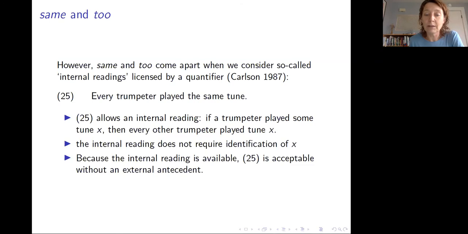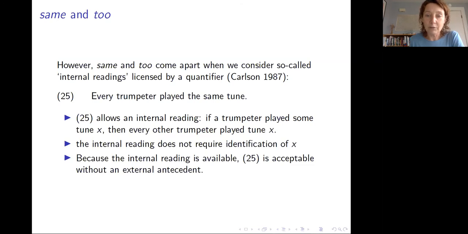Because this internal reading is available, 25 is acceptable without an external antecedent. So we could ask, how was the concert? And answer, every trumpeter played the same tune, and have that be felicitous. And that is because there's no requirement of an identification or prior identification of the tune.